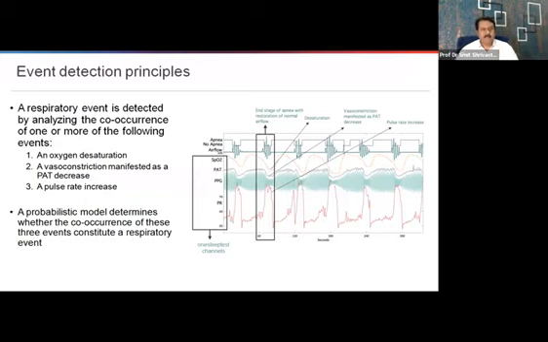And therefore, it combines all these things into recognizing whether this person is having, say, vasoconstriction, which is manifested as a PAT, peripheral arterial tonometry, decrease. If it coincides with oxygen desaturation and a pulse rate increase, it is marked as an apnea or hypopnea event.